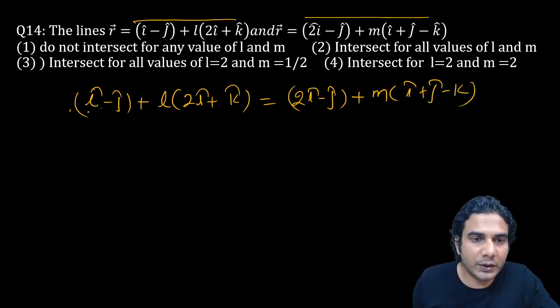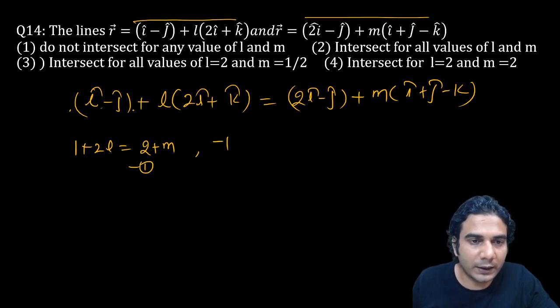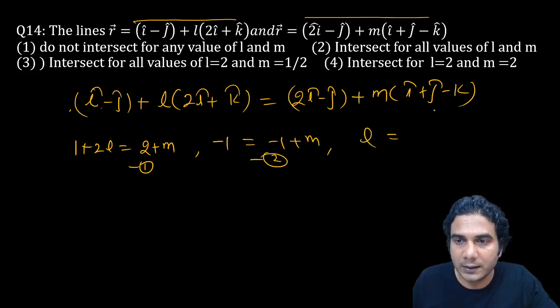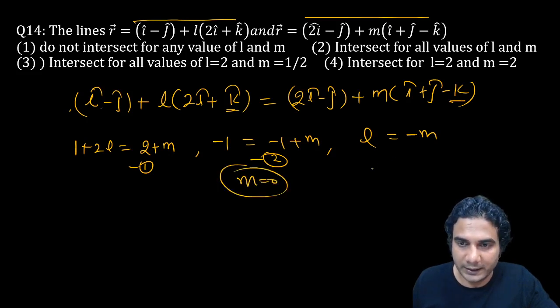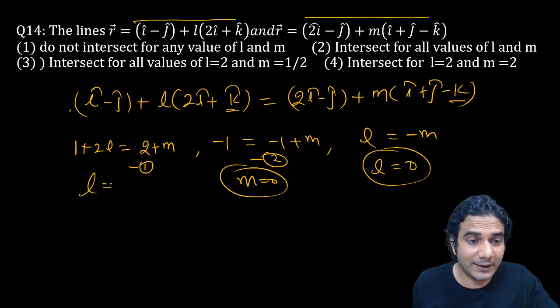So if you just compare the coefficient of I, it is 1 plus 2L left hand side, and the coefficient of I cap right hand side is 2 plus M, all right. This is relation 1. Now relation 2, compare the coefficient of J, which is minus 1, and no J cap here. Now right hand side it is minus 1 plus M, all right. This is the second relation. And the third relation will be compare the coefficient of K, which is L left hand side and minus M right hand side. That's it. So from this you can get M is equal to 0 immediately. From this you'll get L is equal to minus M, and M is 0 now, so L is also 0.